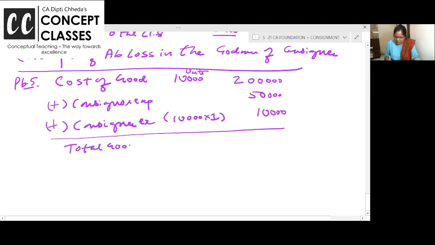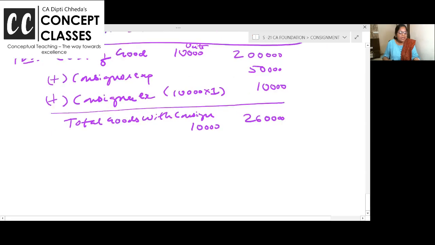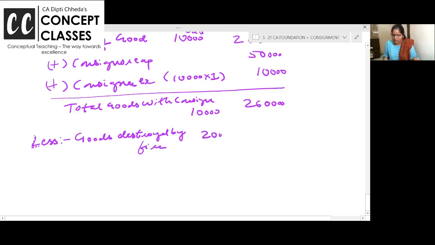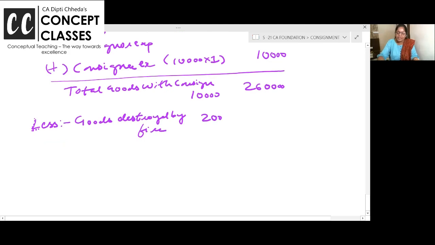Total goods with consignee: 10,000 goods, cost is 260. Now out of this, less goods destroyed by fire. Consignee के godown में goods are destroyed by fire, 200 units.